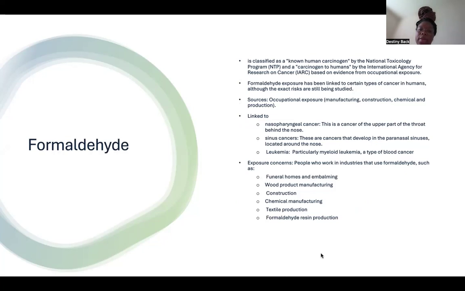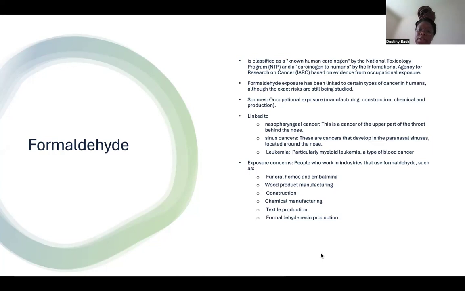Formaldehyde is classified as a known human carcinogen by the National Toxicology Program and a carcinogen to humans by the International Agency for Research on Cancer, based on evidence from occupational exposure. Formaldehyde exposure has been linked to certain types of cancer in humans, although the exact risks are still being studied. Sources include occupational exposure from manufacturing, construction, and chemical production.